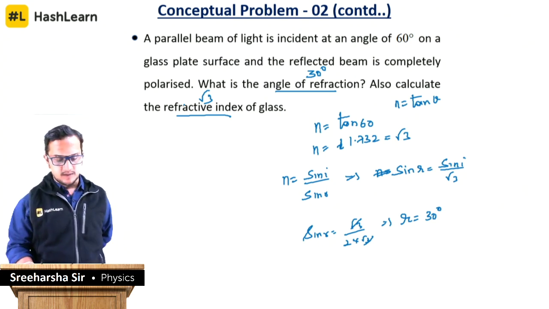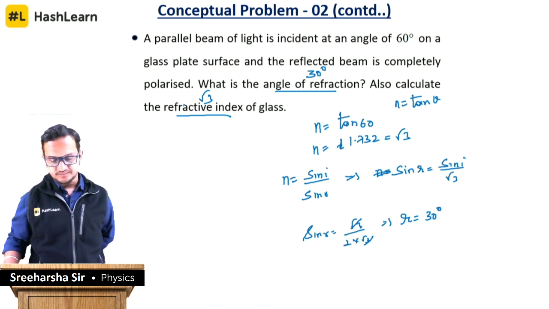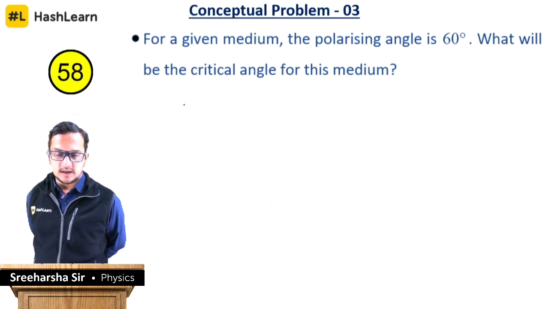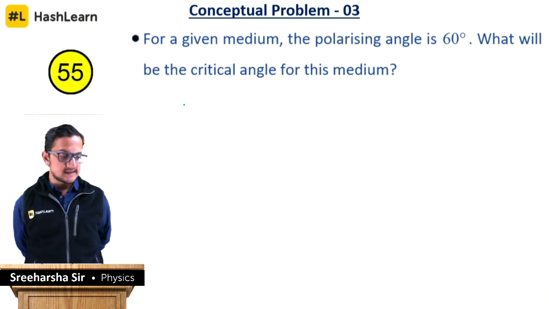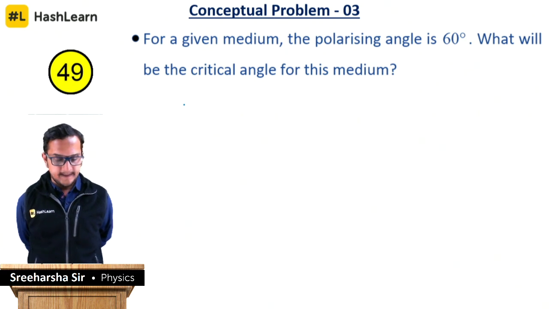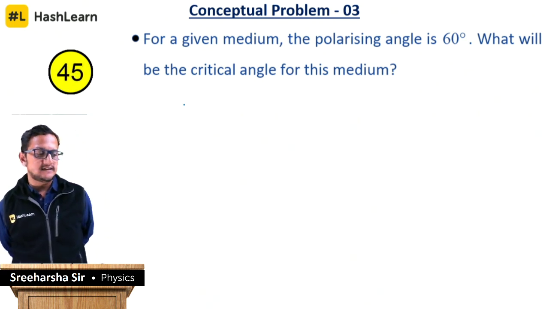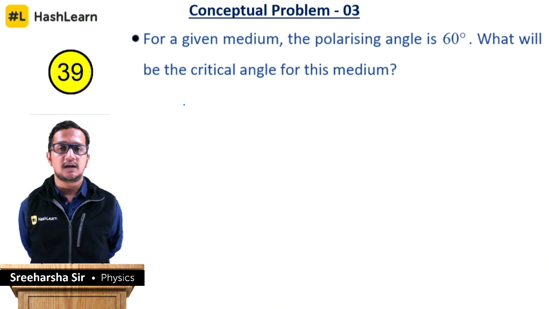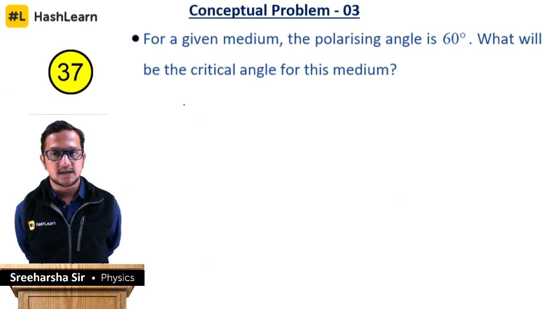Now we have the third problem on the screen. For a given medium, the polarizing angle is 60 degrees. What will be the critical angle for this medium? So I think you remember what is critical angle, which we have done in the chapter ray optics.